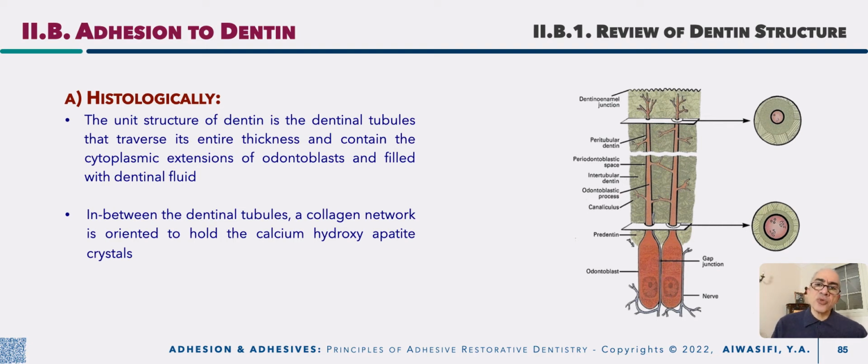These dentinal tubules contain the protoplasmic or cytoplasmic extensions of the odontoblastic cells and fill this tubule, and all around this cytoplasmic process is surrounded by fluid, which is the dentinal fluid. The cell bodies themselves are the odontoblastic cell layer of the pulp. In between the dentinal tubules, a collagen network of intertubular dentin that holds calcium hydroxyapatite crystals is present.